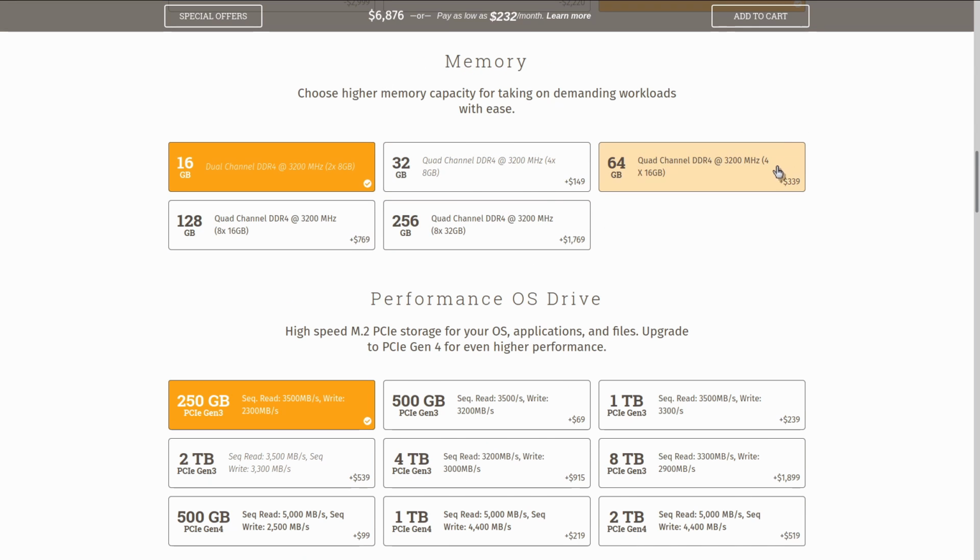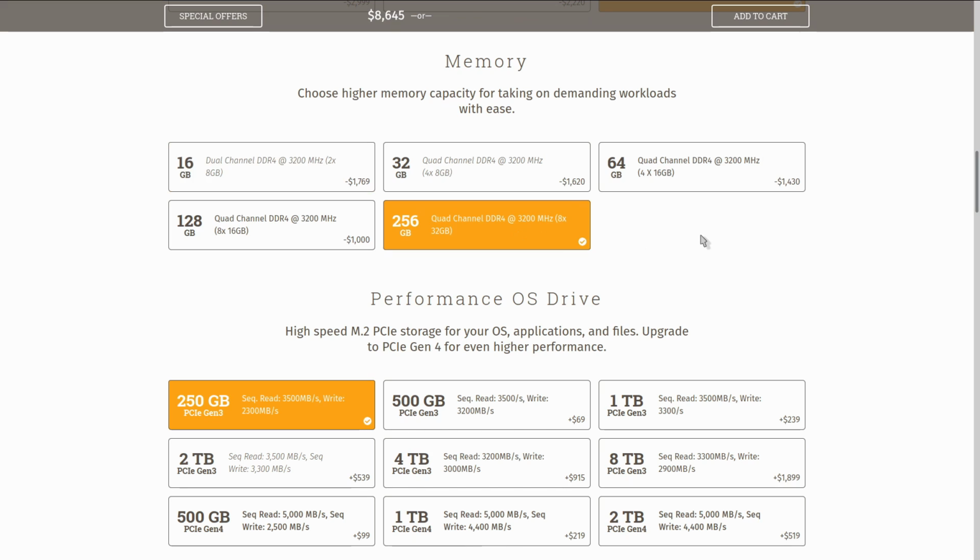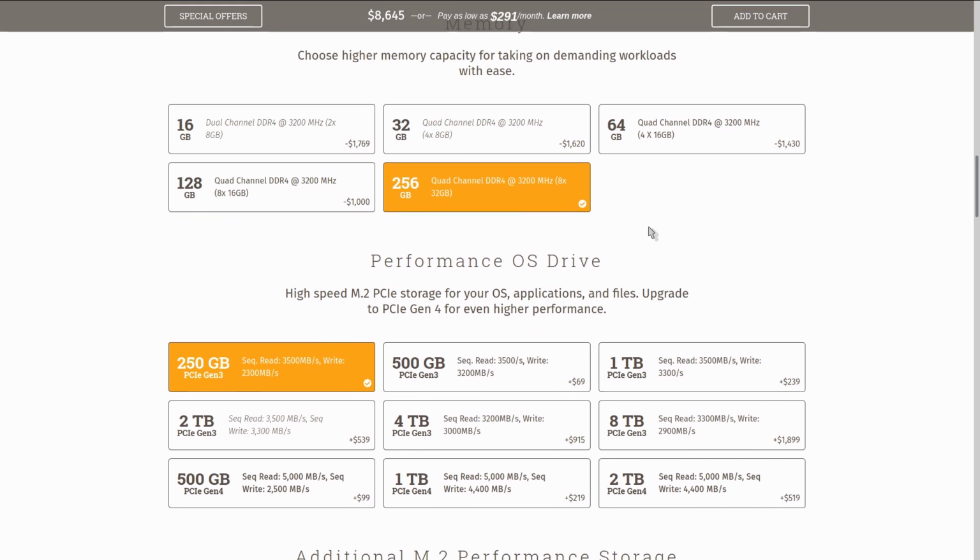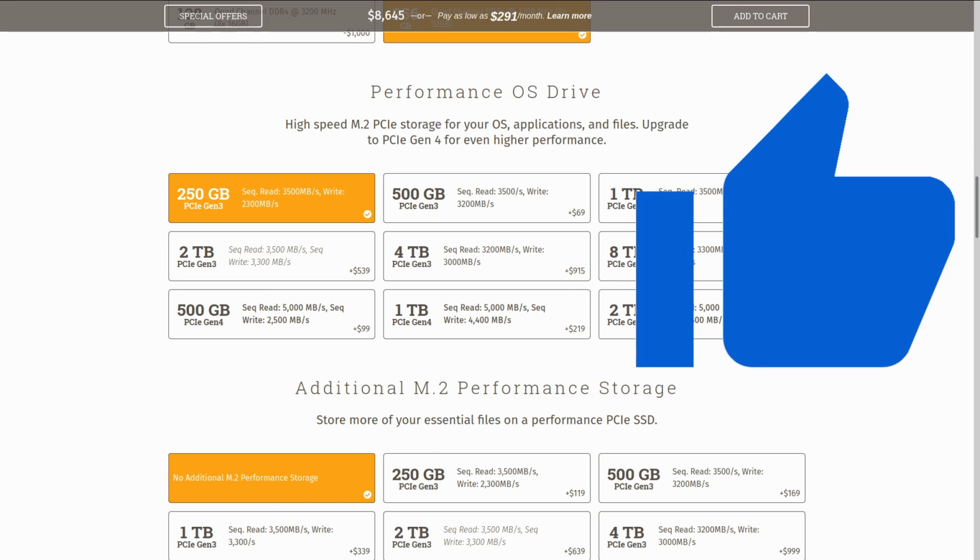The next portion is the memory, which of course I'm going with the most expensive option, the 256 gig quad channel DDR4, clocking in at 3200 megahertz, and that's 8 sticks of 32 gigabytes, and we're up to $8,600 and about $50. So what are we going to select for our storage disk here?